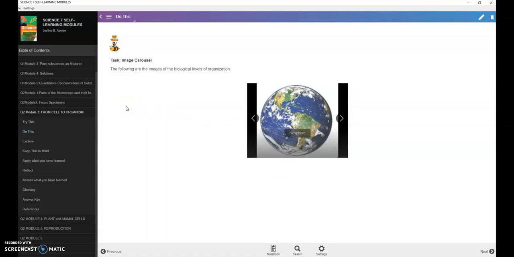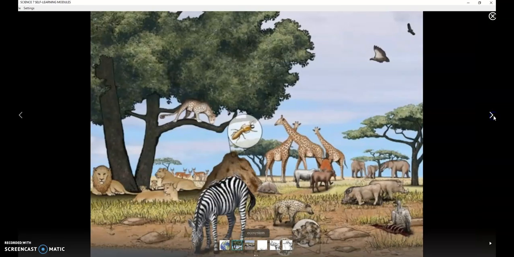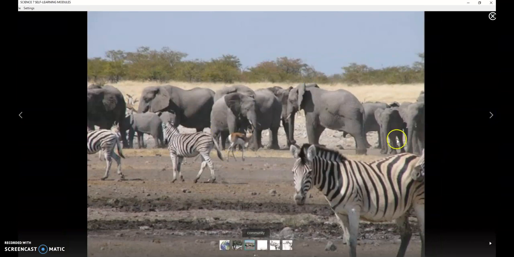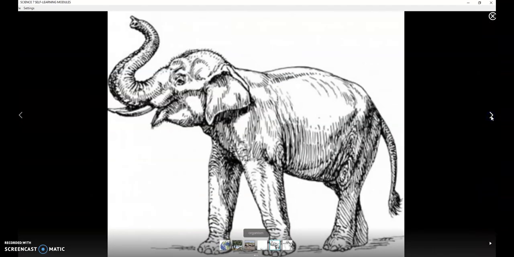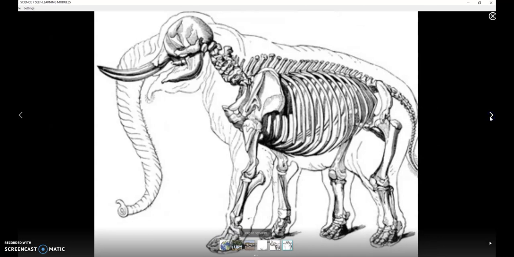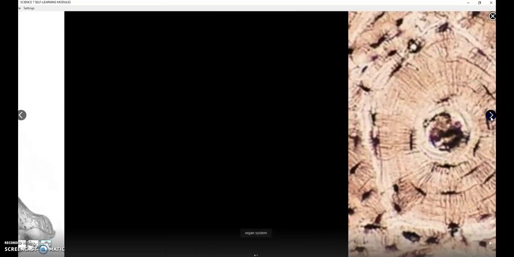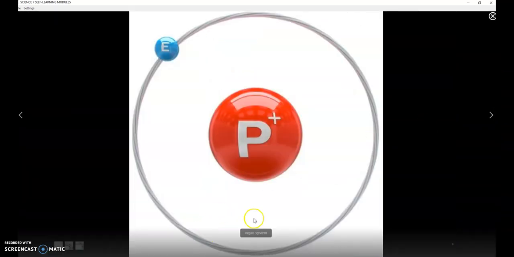So, image carousel tayo. So, the following are the images of the biological levels of organizations. I-click lang natin. Ang laki, no? So, ito is the biosphere. Then we have this one, the ecosystem. Then we have the community. This is the picture of the community. The population. The organism. The organ system. This should be the organ, right? The tissue. The cell. The molecule and the atom.